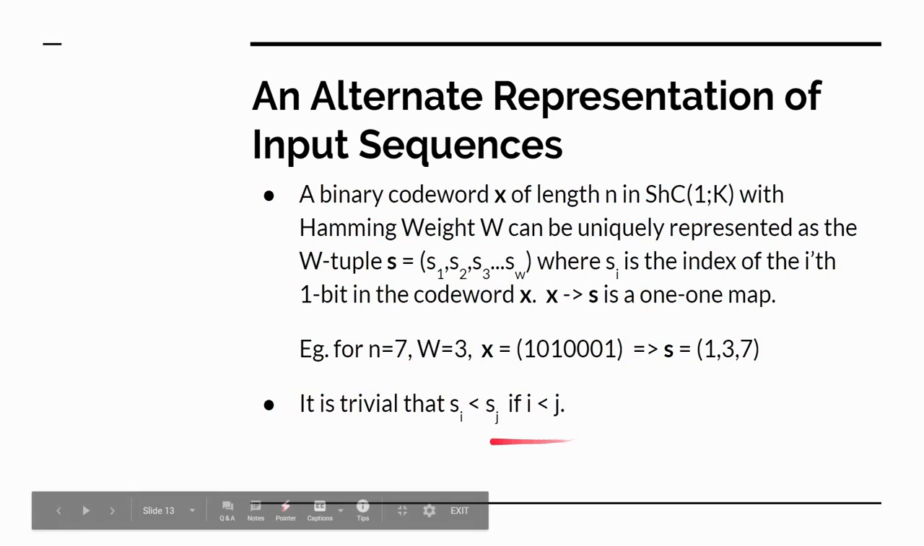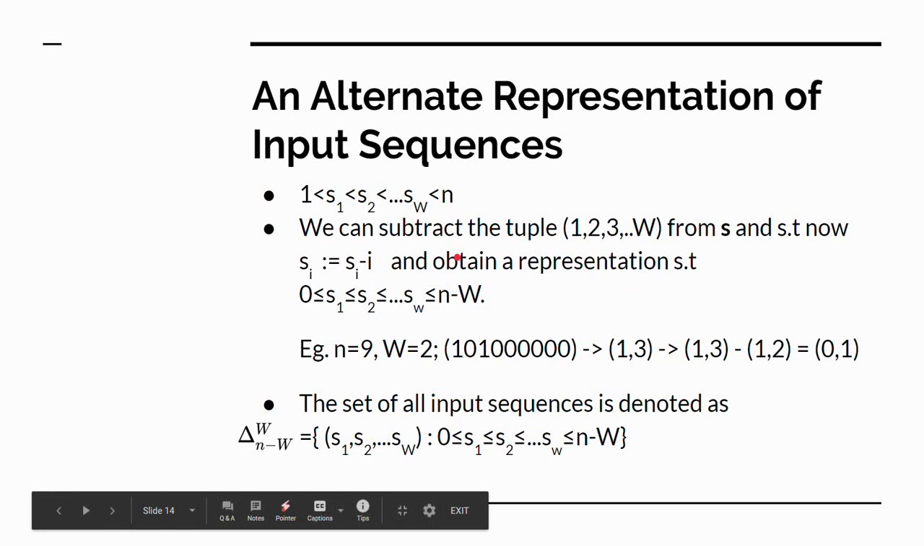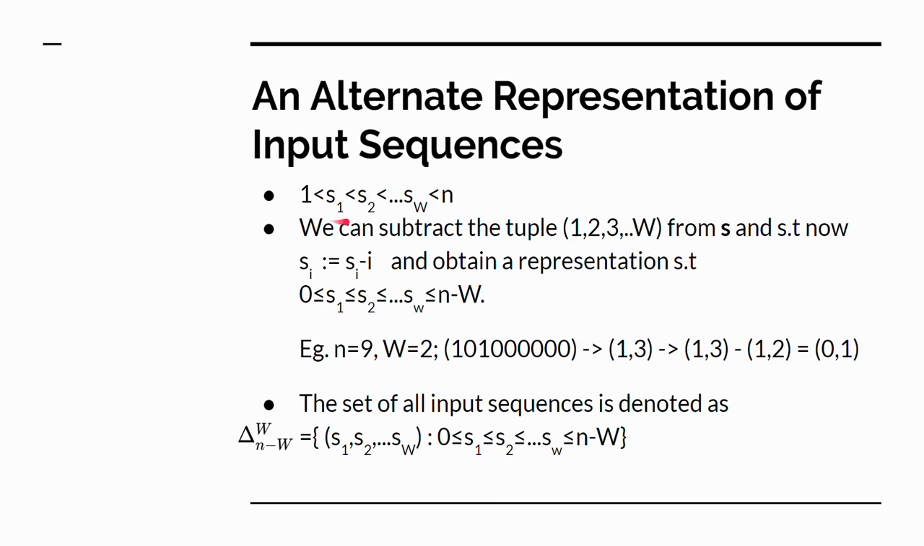It is also trivial that if i is less than j, then s_i is less than s_j. Shown on the first point in the slide, the new w-tuple satisfies the following constraint. It is also possible to do the following transformation to the tuple S by making s_i equal to s_i minus i, and obtaining a new representation which satisfies a new constraint as shown in the slide. An example for the entire process is given in the slide.